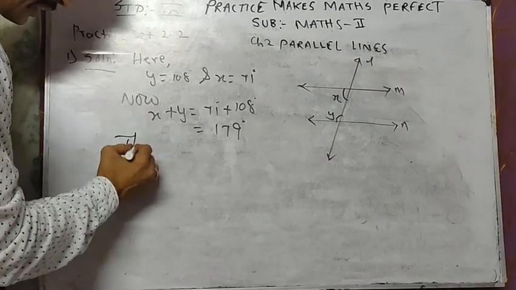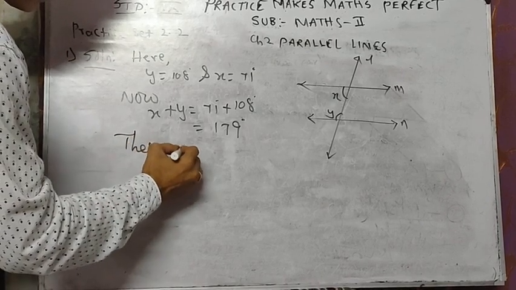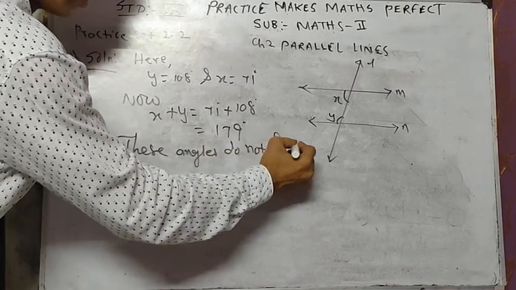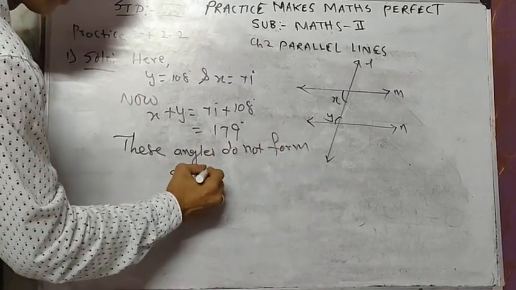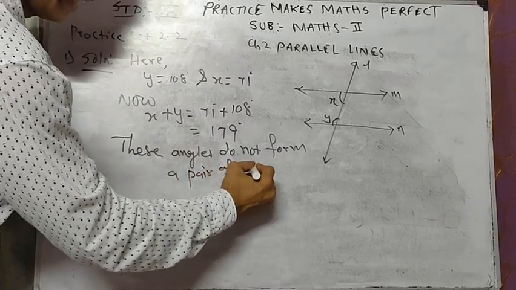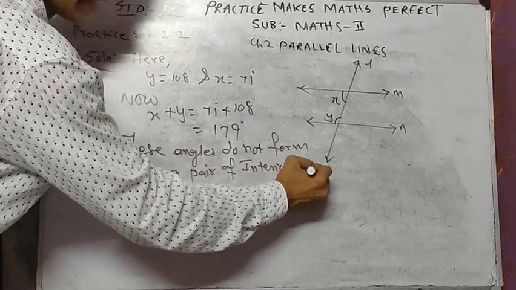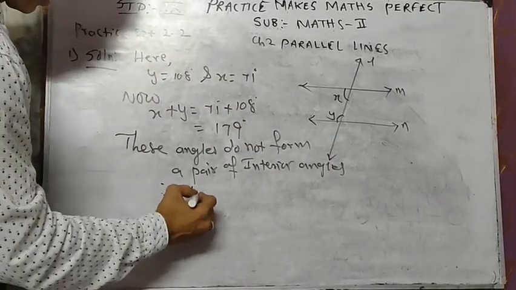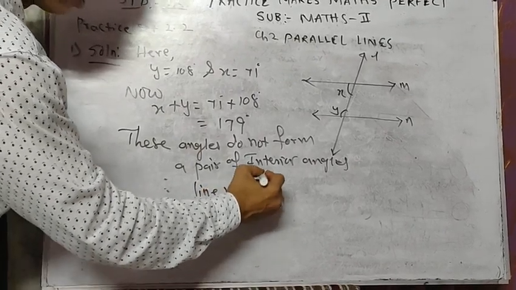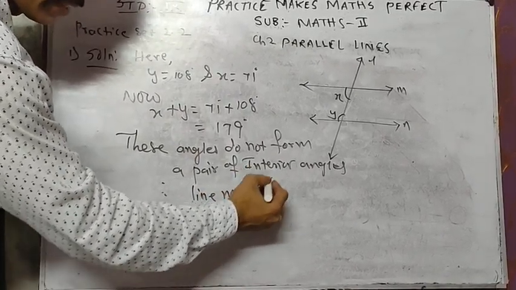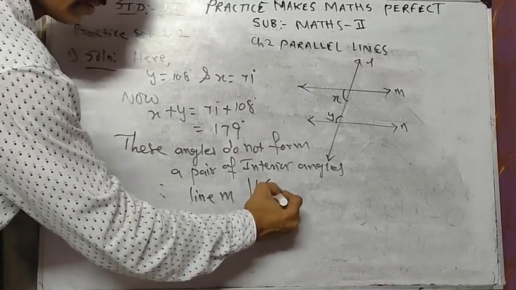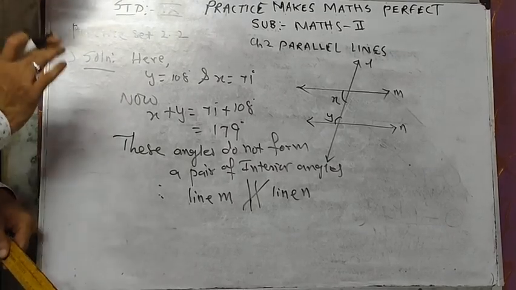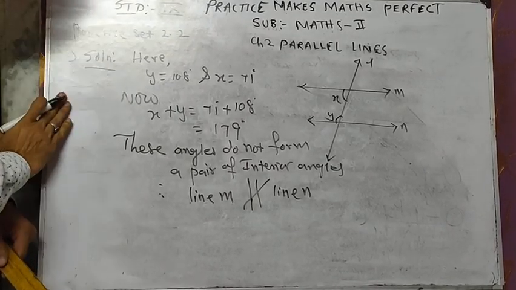So these angles do not form a pair of interior angles, and therefore line M is not parallel to line N. This is the sign of parallel. Very small and very easy sum of practice set 2.2, sum number 1.